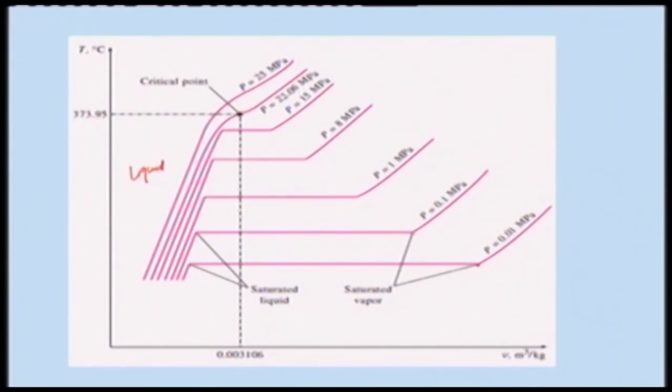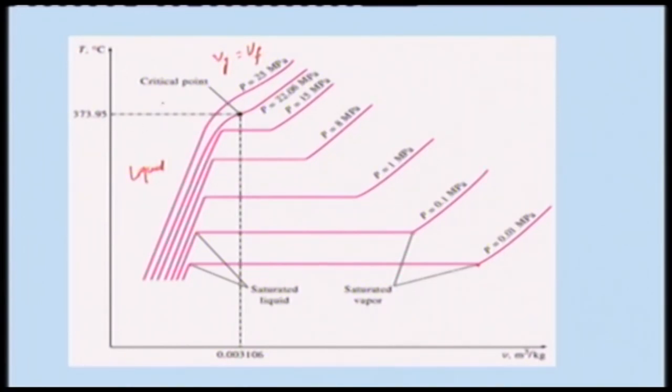That means the specific volume of the liquid and its vapor is the same. Are you getting my point? That means at this critical point, Vg is equal to Vf. Vf means the specific volume of the liquid is the same. And this critical point is very important, because it tells me whether it is a liquid or a vapor.